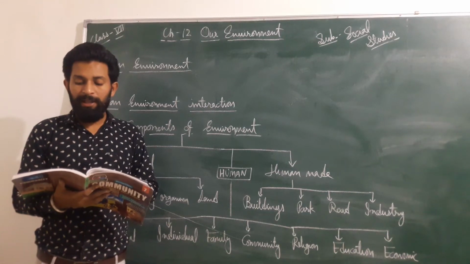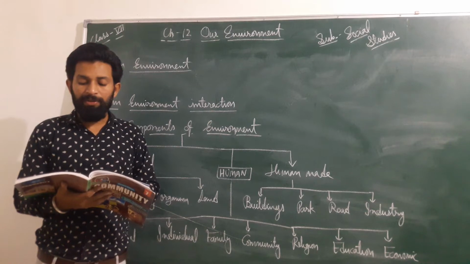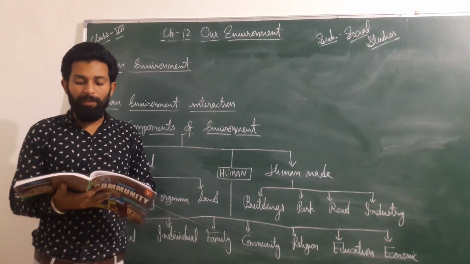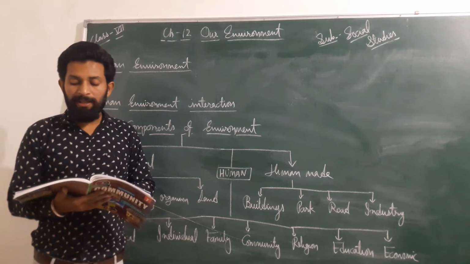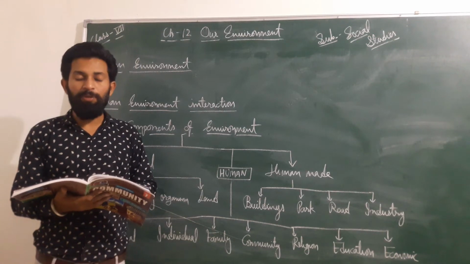Gradually, humans started processing various raw materials to meet their needs. The industrial revolution in Europe enabled large-scale production of goods. The means of transport and communication improved, and the world became like a family. Thus, many changes took place in our environment, which were mostly due to natural processes and human activity.